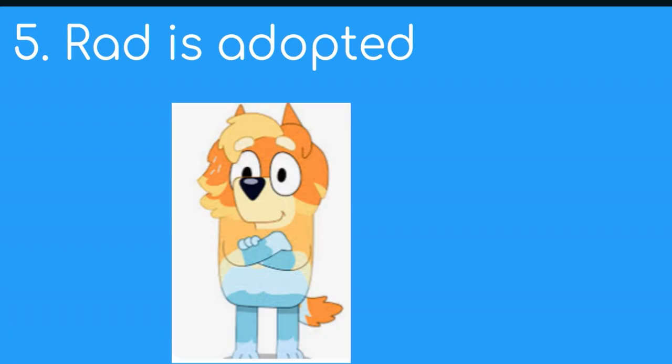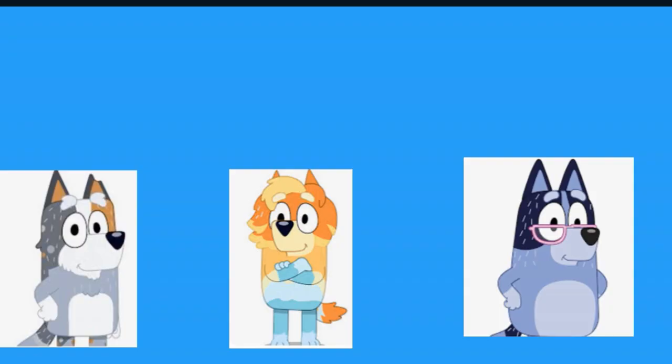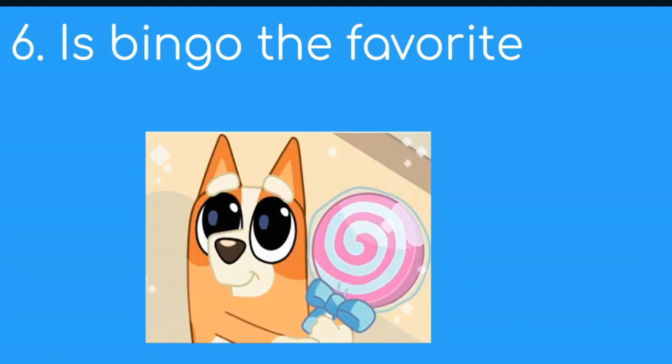5. Rad is adopted. If you watch the episode Fairy Tale and Double Babysitter, you'll see that Rad doesn't look like any of his parents. He doesn't look like Nana or Chris at all. I mean, he has blue on his bottom half, but it is definitely not the same shade. And we don't even need to talk about how he looks like Grandpa Bob.